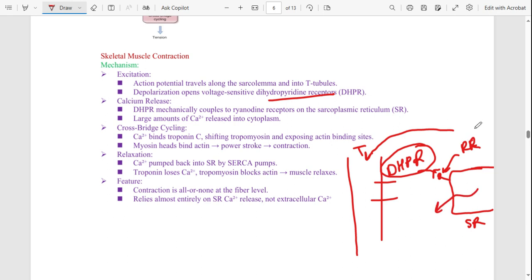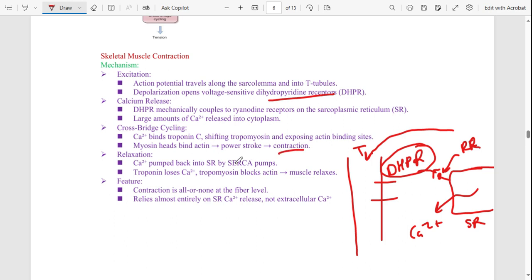So what happens first is the action potential reaches the cell, the T tubules, and that activates the dihydropyridine receptors, which are coupled to ryanodine receptors, and that will cause calcium to leave the sarcoplasmic reticulum. Then the calcium can bind to troponin C, just like in cardiac muscle. Everything else is the same. It's just that here the calcium in, calcium out does not exist. And that is going to cause contraction.